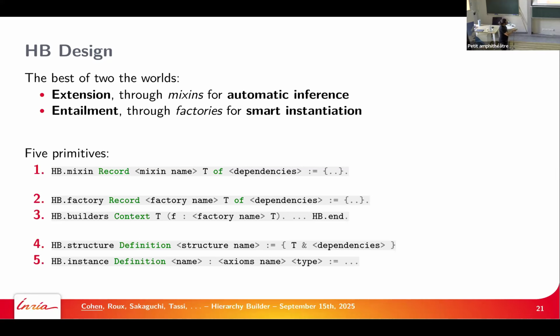Then you can declare a structure by saying that it's a, here I picked the example of a type, but it could also be a function or something in any. From the beginning, I only dealt with types, so I will say T is a type. And here in dependencies, you can name any mixin or factory you want, and the system will figure out it needs to package stuff from there. And then you can make new instances, and these instances can use any mixin or factory you know of to build the data.